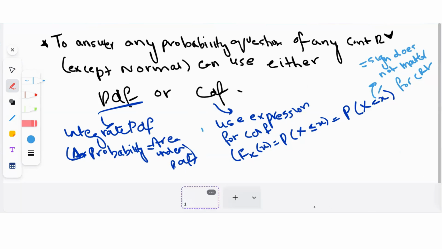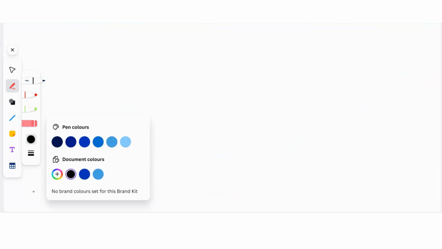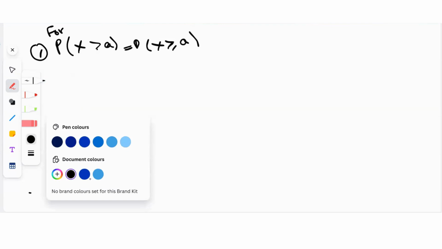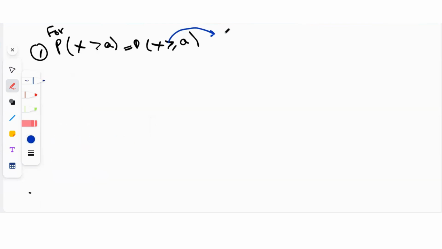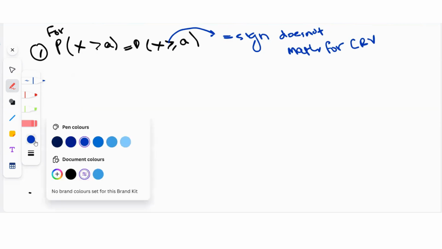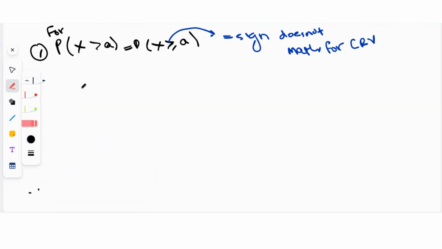Now let's look at how we could find different sorts of probabilities. Remember, for continuous random variables, the probability of taking a specific value is 0. So what we're interested in is the probability that lies in some interval. This probability could take the form of the probability X is greater than a, which is the same as the probability X is greater than or equal to a. Remember, for a continuous random variable, the equal to sign does not matter. Like we said, we can find this probability using either PDF or CDF.